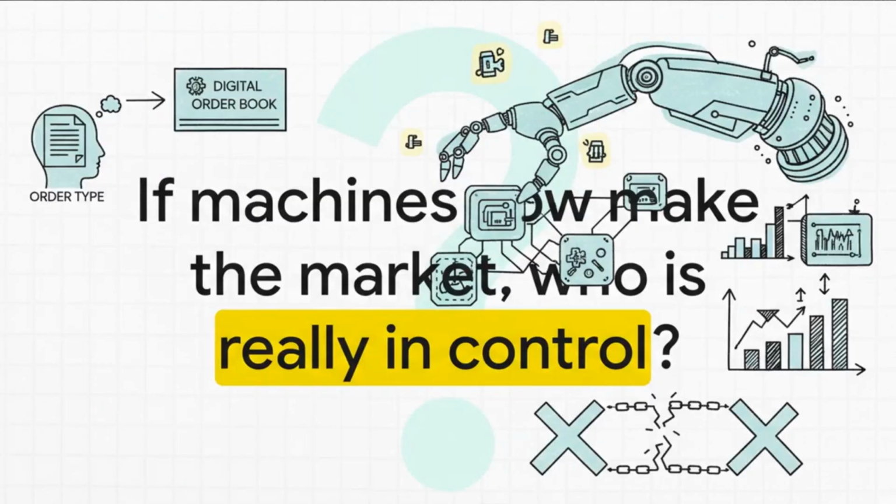So we followed our trade from a simple human idea into a specific type of order, through a digital order book run by strict rules and ultimately executed by an algorithm. And all of this leads us to one final, really important question. In a world where machines have cut out the middlemen and are now literally making the market themselves, who or what is actually in control?